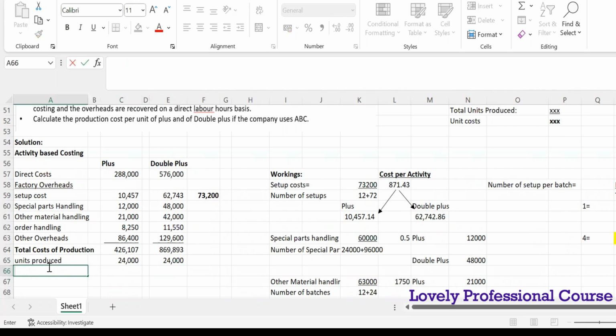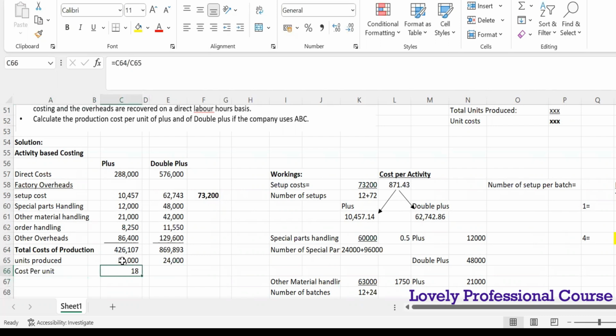Let me say cost per unit. Cost of producing 1 unit, it will be this divided by this 24, which is 18. It gives me 18. So I have rounded off. Of course, I know there will be some decimals, so the answer is actually this, but even if you round, it's okay.